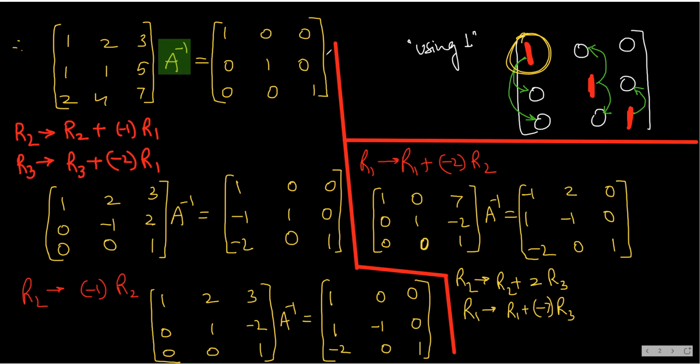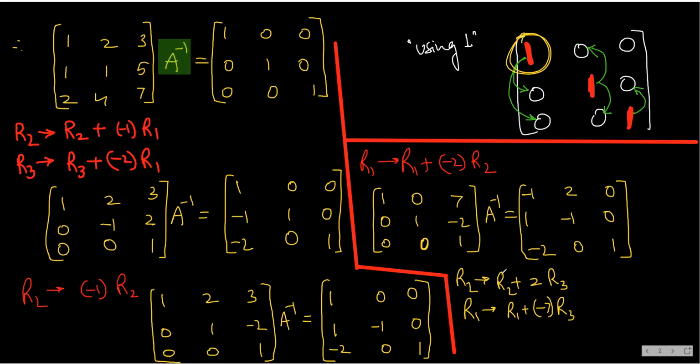Same thing will happen with R1. See, R1 plus minus 7 R3. You are adding in R1, but only this will change. This will become 0. These two will not change. Why? Because correspondingly you have element 0. So the steps which I am teaching, you will always use these steps and you can be rest assured that you will always get the answer.